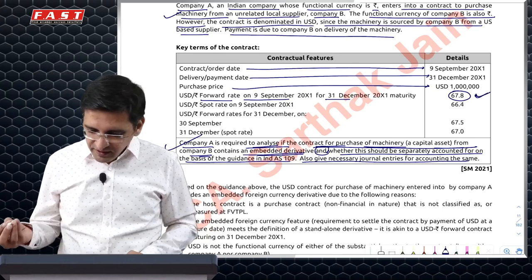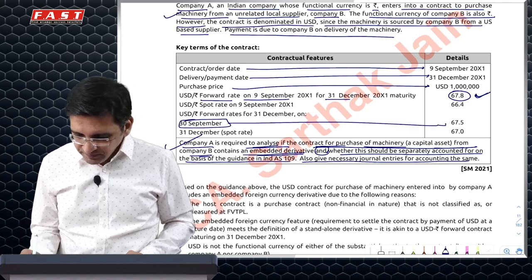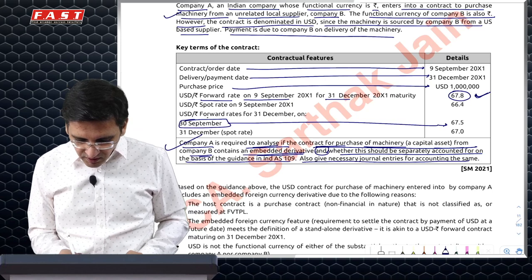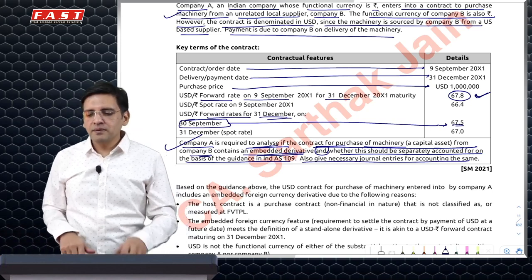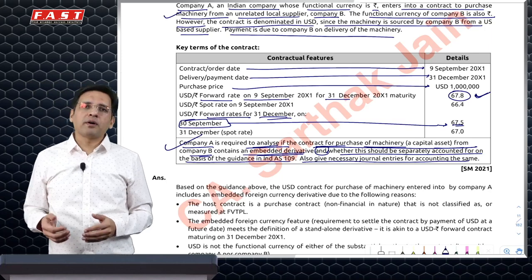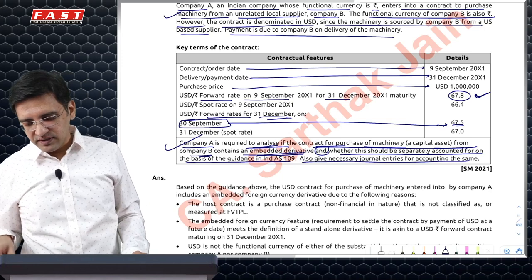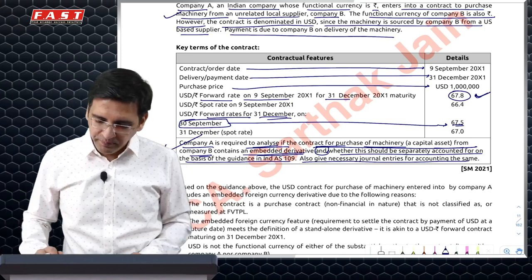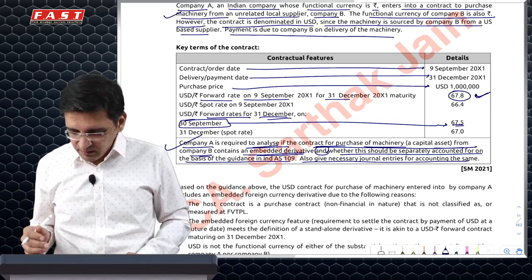Now I'll have to see if there is a reporting date in between. So it looks like 30th September is a reporting date. And there it says that the forward rate on 31st December is 67.5, which essentially means that it has gone down by 0.3. I'll be happy because I have purchased. So 0.3 into 1 million, which is 3 lakh rupees, is the gain I have made. I'll recognize a financial derivative, a financial asset of 3 lakh, and book a gain of 3 lakh rupees.